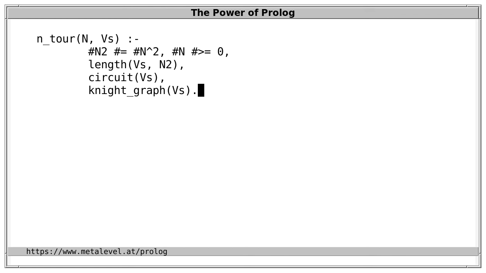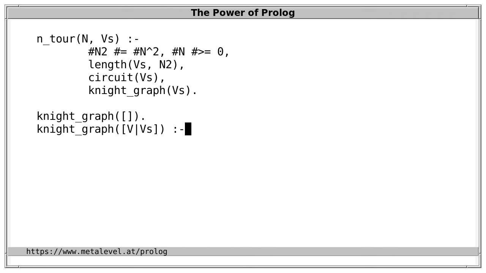Now, what exactly do we mean with a knight graph? Let's define it. A knight graph consists of nodes. We say if there are no nodes, then it's a knight graph. And if there's at least one node v, and possibly further nodes vs, then what must hold for v? Well, the domain of v must be exactly the possible successor nodes. So the domain of v must be all squares represented as integers that are reachable from v.